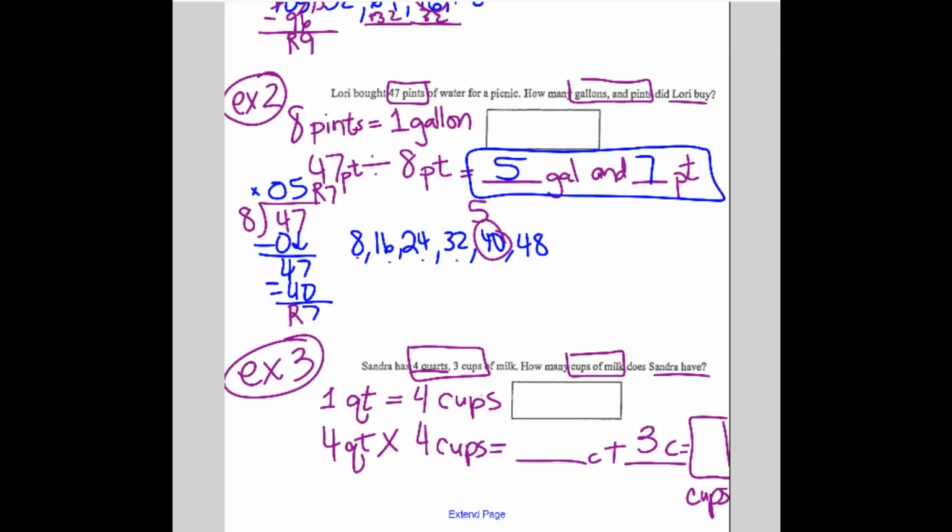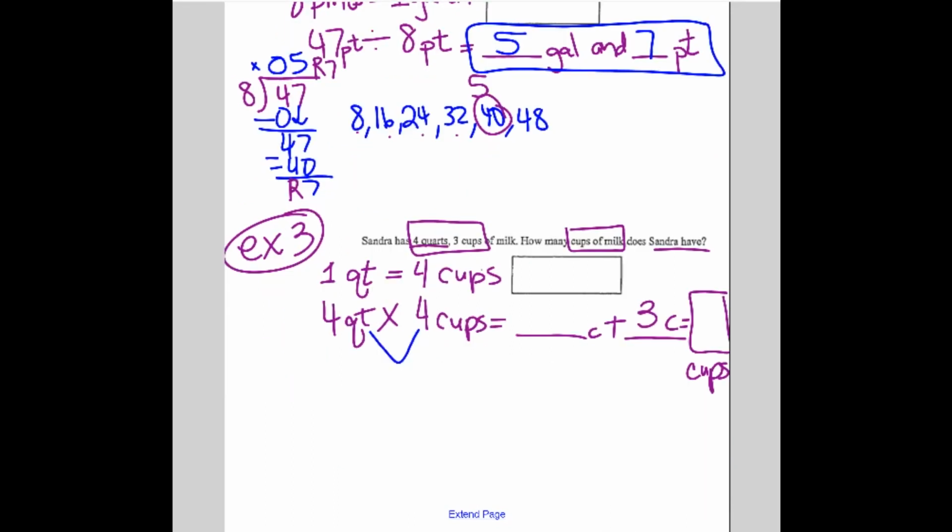All right, let's get started to multiply. So I have 4 times 4, that equals what? 16. It's going to be 16 cups. So 16 cups plus the 3 cups equals what? 16 plus 3 equals 19. So it's 19 cups. That's our final answer. So that's basically how we do this.